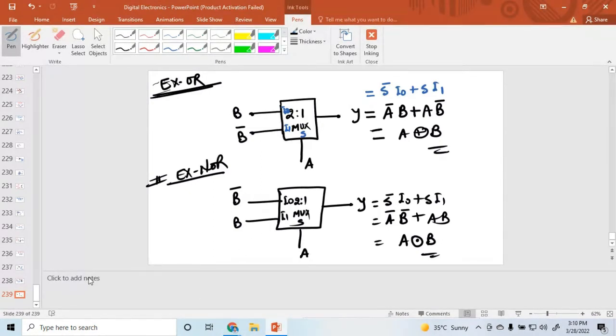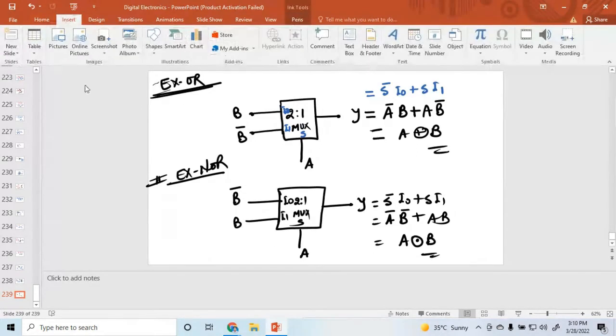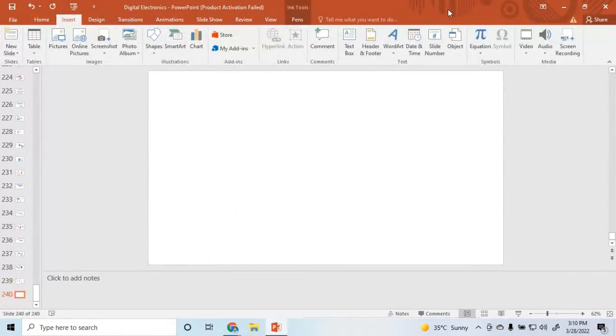So can you design the mux using a mux? You can design a half adder. You can design a half subtractor, full adder, full subtractor. So up to this point, anyone have any doubts, any query?